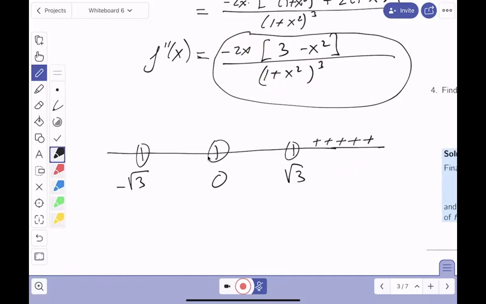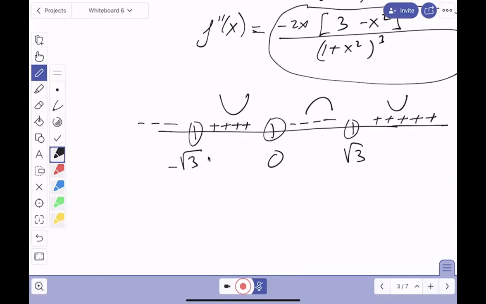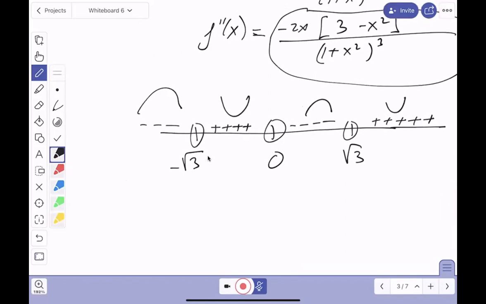All right, let me go between 0 and root 3. Take a good test point, like 1. And what do you get? You get negative. What does this mean? Concave up, concave down. All right, let's do minus 1 now. What are you going to get? Positive. Concave up. Let's go below minus root 3, like minus 5. Plug it in, you get negative. Where'd you learn this? In Math 119, sign analysis.